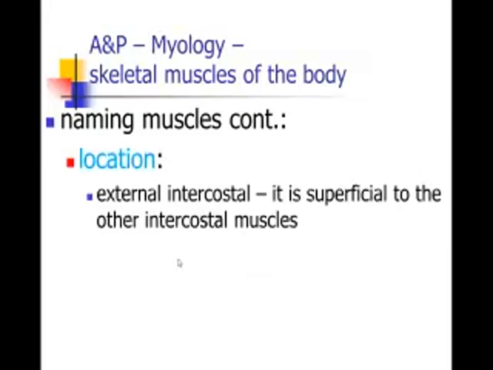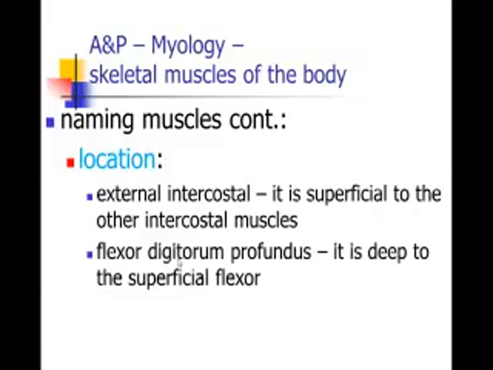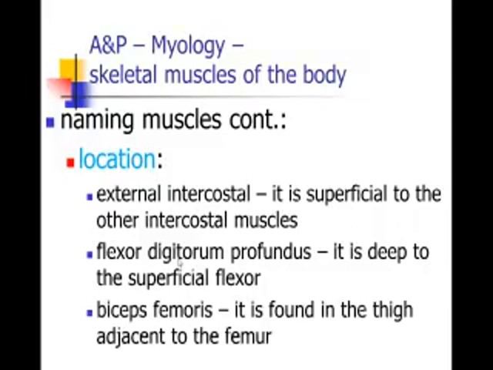Okay, location. Sometimes we can tell where muscles are by their name. So external intercostal tells you that it's between the ribs, and it is the most superficial of the 3 intercostal muscles. We have flexor digitorum profundus. Something that is profound is deep. So flexor digitorum profundus is a muscle deep to flexor digitorum superficialis. And we have biceps femoris. Biceps femoris tells you it's near the femur, okay, with 2 heads, by the way.